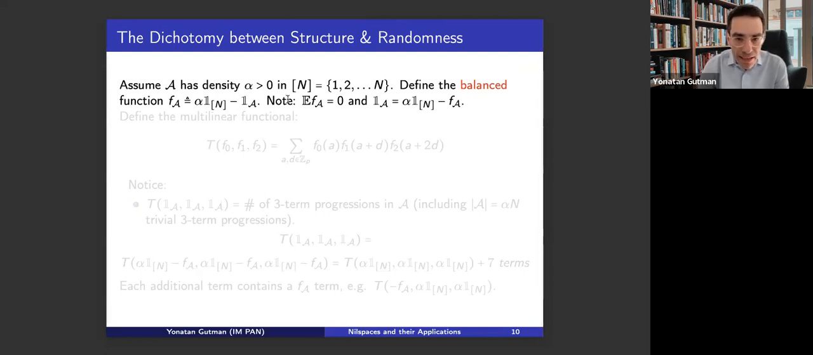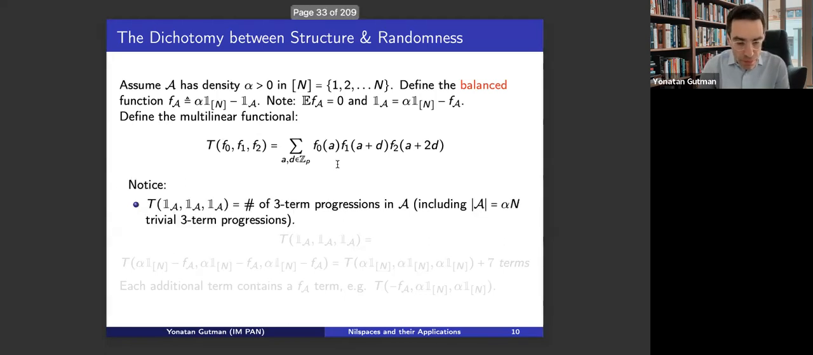So assume A has density alpha in the set of integers from 1 to N, and then we define the balance function f_A, which is alpha 1_N minus 1_A. So we balance our original indicator function on the set A such that the expectation is 0. And then we define a multilinear functional T(f0, f1, f2), which is just the unnormalized sum over the three-term arithmetic progressions.